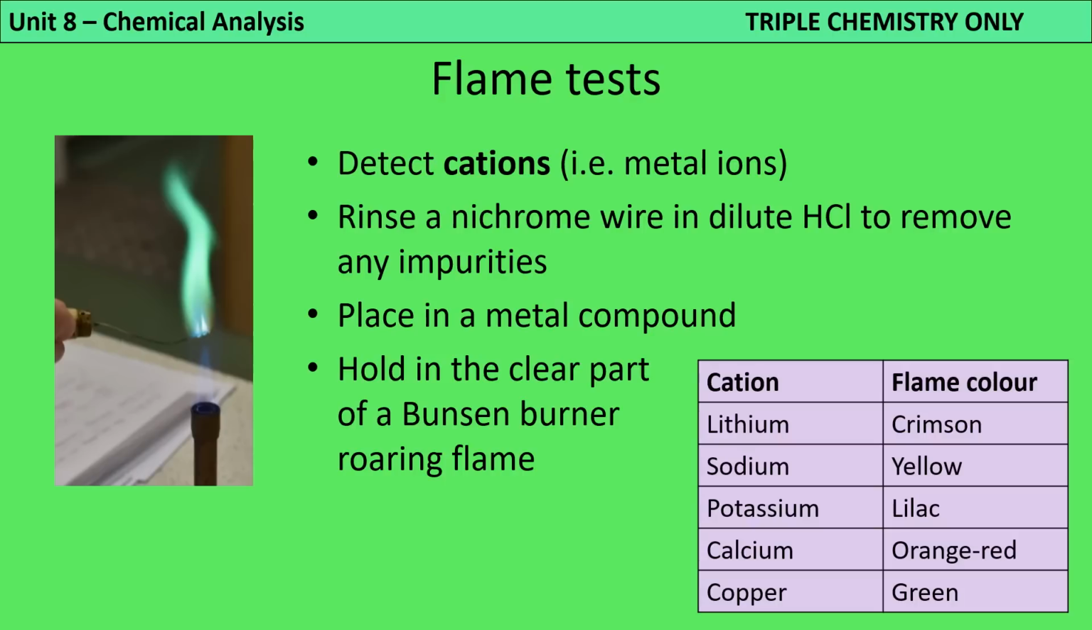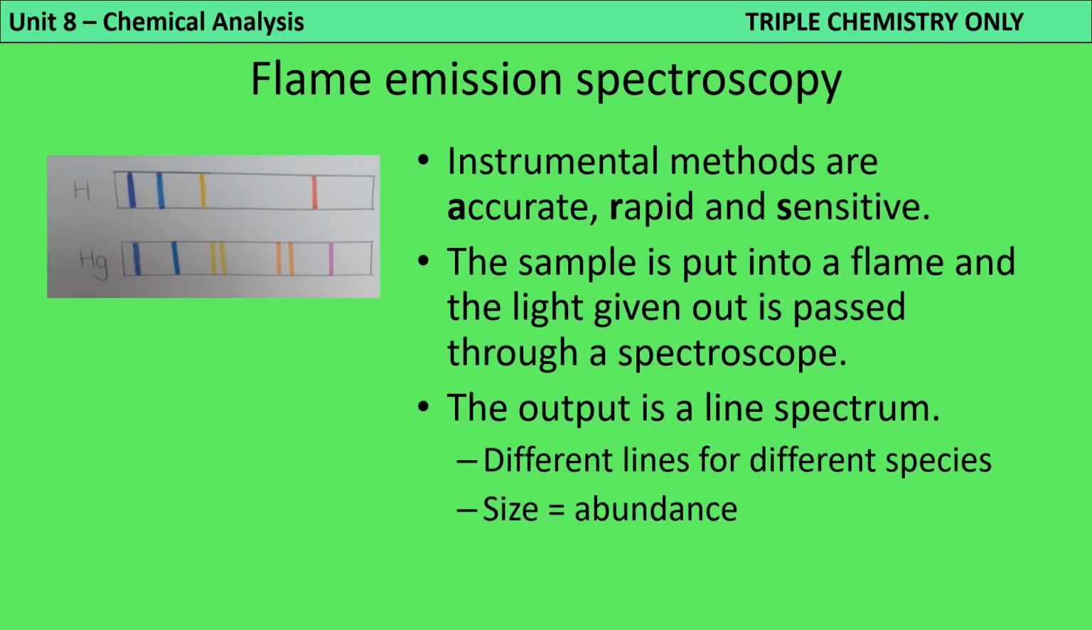The characteristic colours that you're expected to know are that lithium has a crimson flame, sodium has a yellow flame, potassium has a lilac or pale purple flame, calcium has a brick red or orange red flame, and copper has a bluey green flame as seen in this photograph here. Now, as pretty as flame tests are, and as much as I like doing them, they are quite subjective. It's down to you as a human to say, well, exactly what shade of red is that?